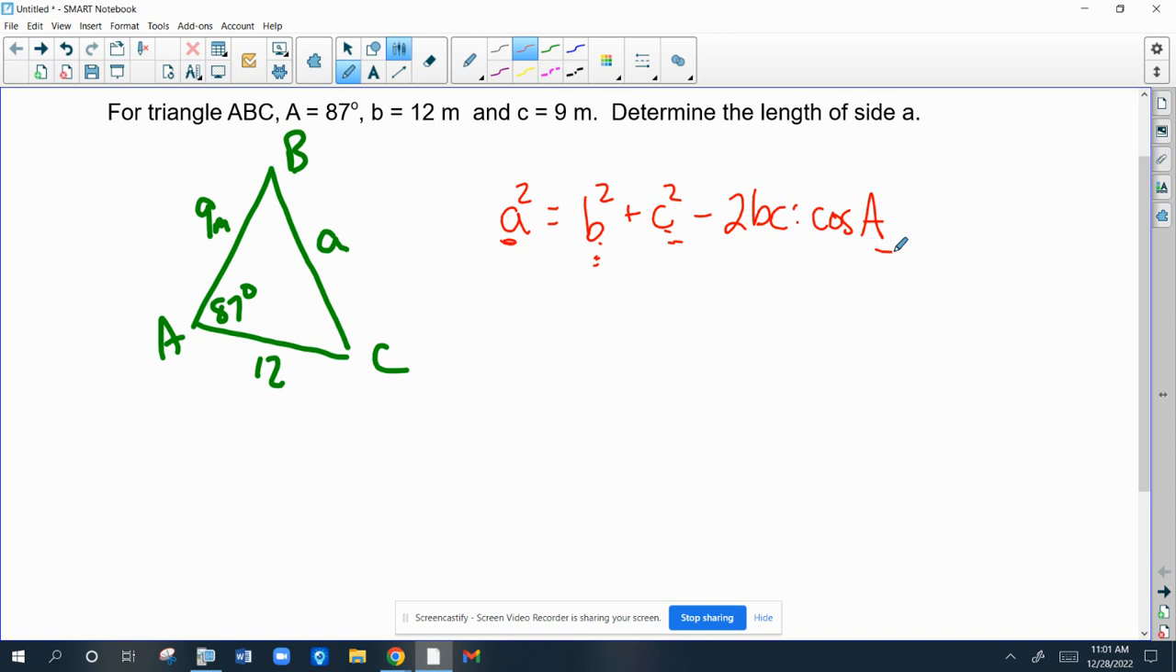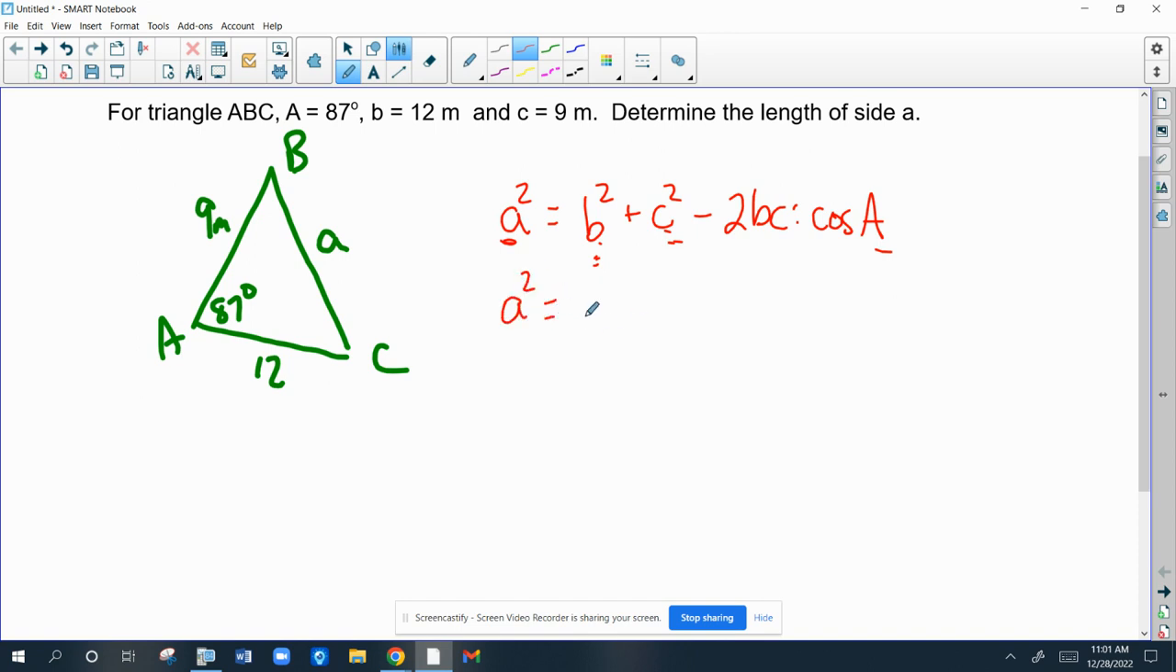So it's actually a pretty easy formula. It looks hard, but it's not. If I was looking for B, I'd have B squared equals A squared plus C squared minus 2AC cosine of B, and so on. So it looks like there's a lot of different formulas, but there's one formula. It's pretty simple to use. So here, I'm just going to basically plug everything in. It looks like I have everything.